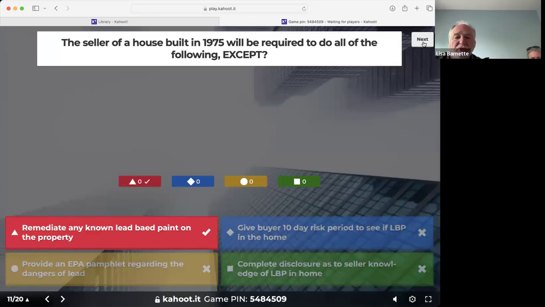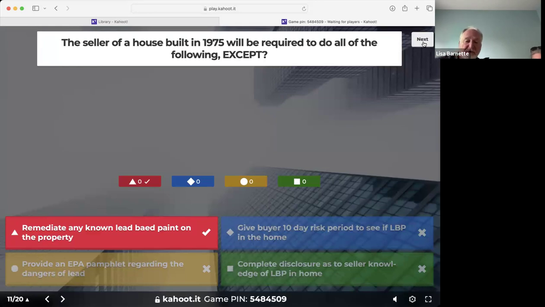Again, let me remind you, this was an except question. Very, very good for practicing, but I'm not quite as concerned about it on the test. But I can just say so much in an except question. The seller is not required to remediate lead-based paint, even if they know of it. The buyer can walk away if they choose, but the seller is not obligated to remediate.